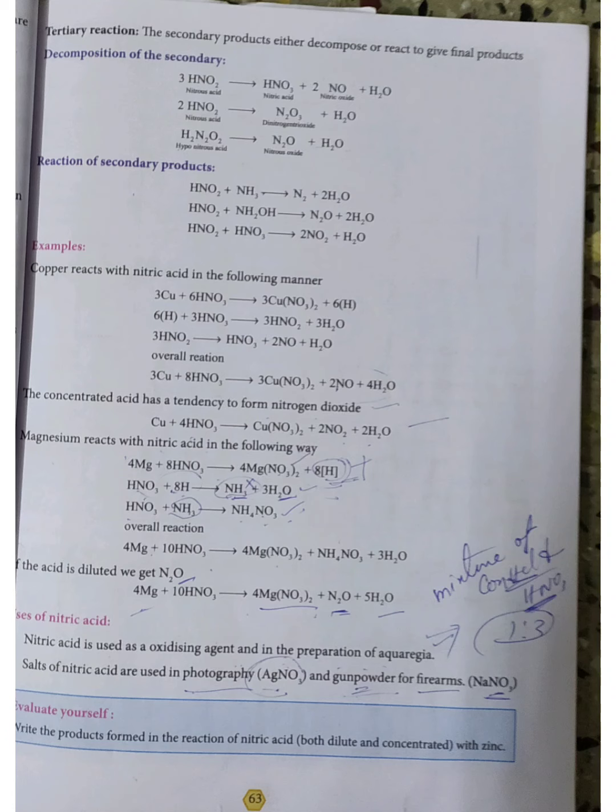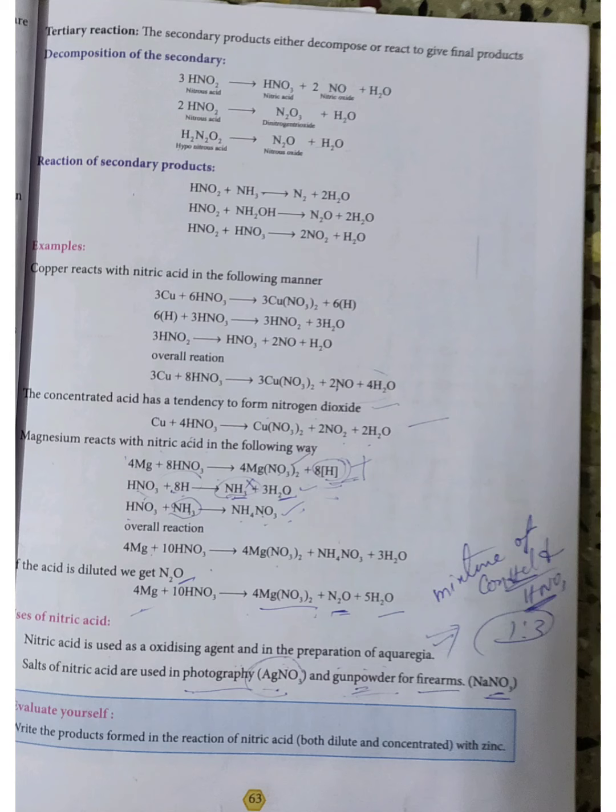Next, the reaction of secondary products. What are the secondary products? Nitrous acid, hydroxylamine, ammonia, hyponitrous acid. These are the secondary products. So nitrous acid reacts with ammonia to give nitrogen gas and water molecule. Nitrous acid reacts with hydroxylamine to form nitrous oxide and water molecule. Nitric acid and nitrous acid will combine to form 2 molecules of nitrogen dioxide and water molecule.